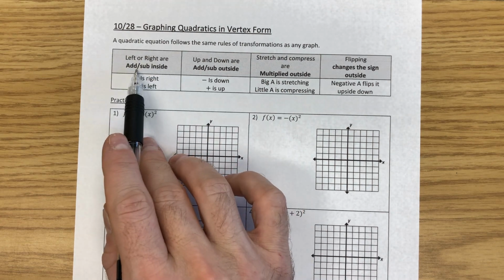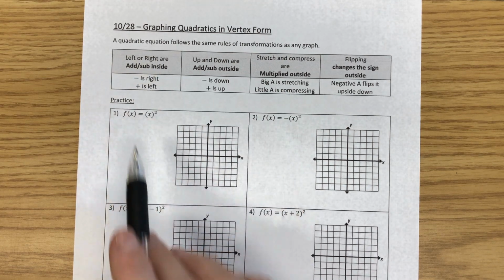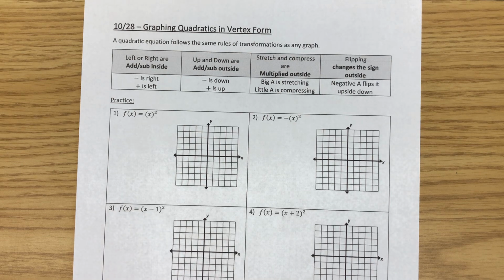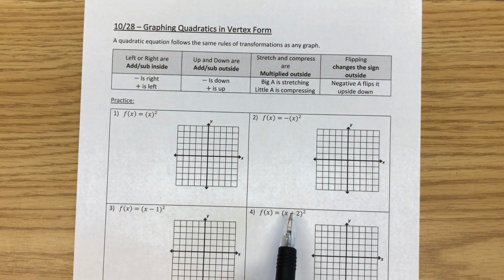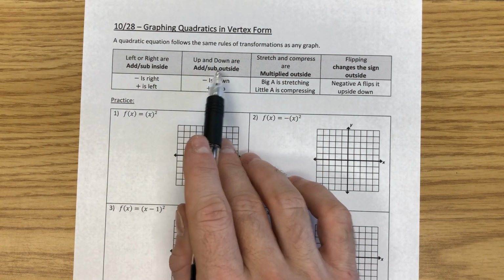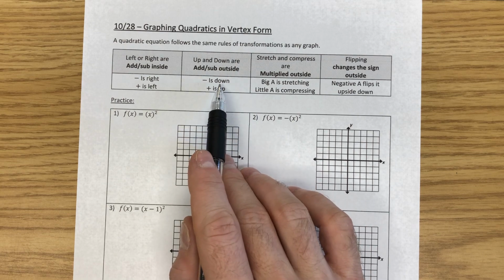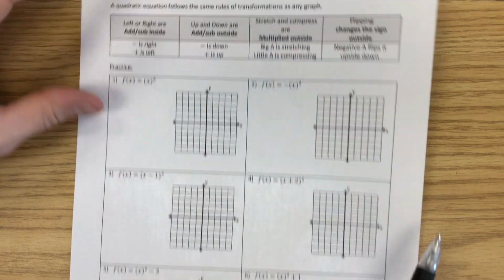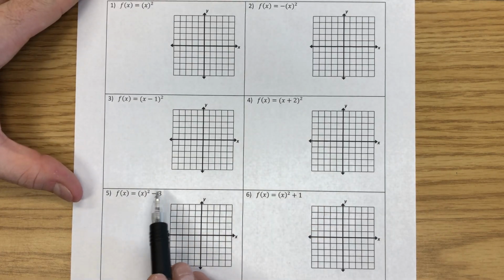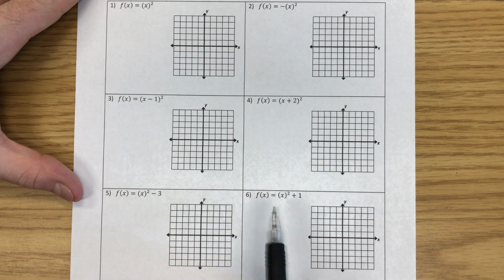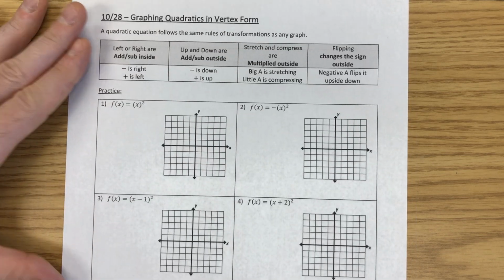Left and right are adding or subtracting inside the parentheses. So if we ever have any parentheses, it's going to be what's inside. That's a left or right motion. Nothing there, that's a left or right motion. Adding or subtracting outside the parentheses is going to be an up or down motion, which is what we're going to see with something like this. Outside the parentheses, that's going to be up or down.